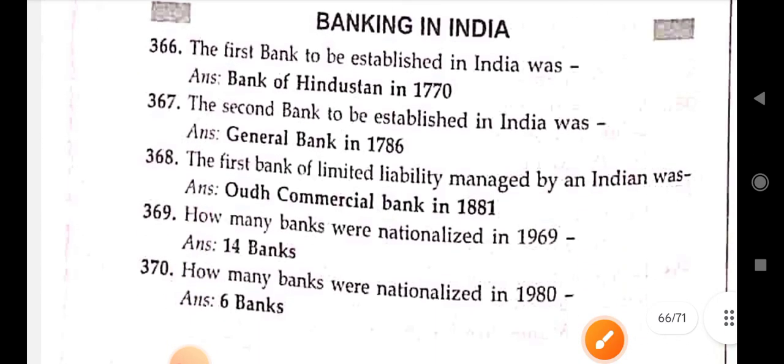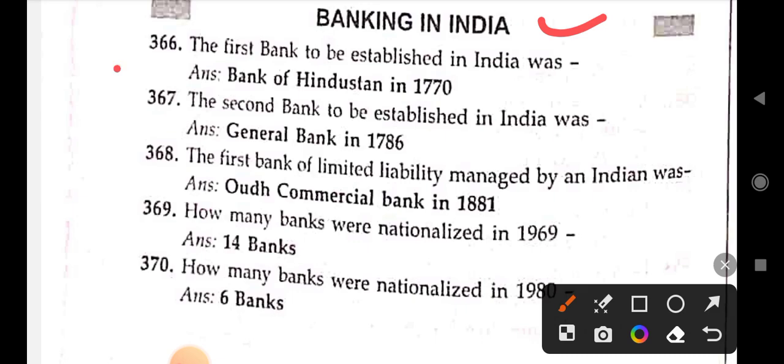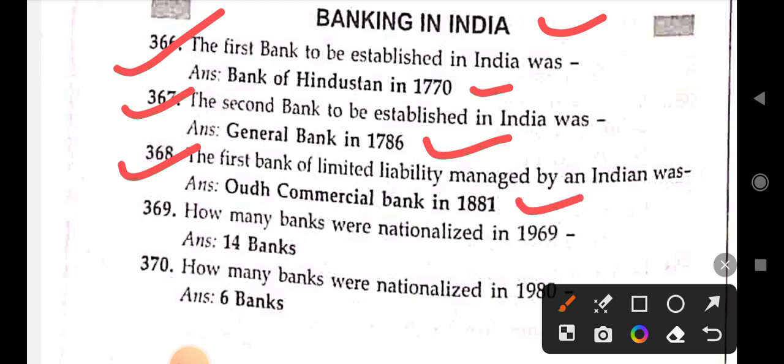Next, banking in India. The first bank established in India was the Bank of Hindustan in 1770. The second bank established in India was the General Bank in 1786. Next, the first limited liability bank managed by Indians was the Oudh Commercial Bank, 1881. How many banks were nationalized in 1969? 14 banks.